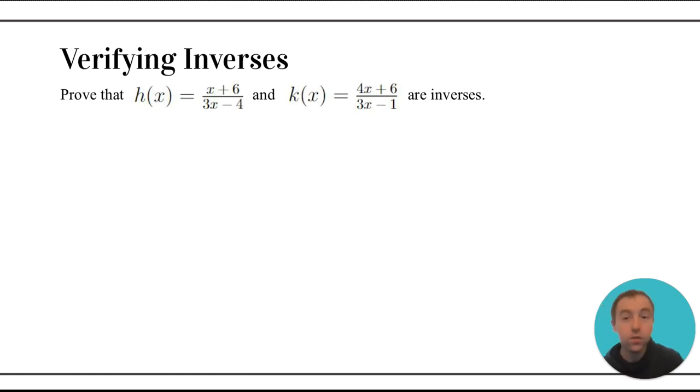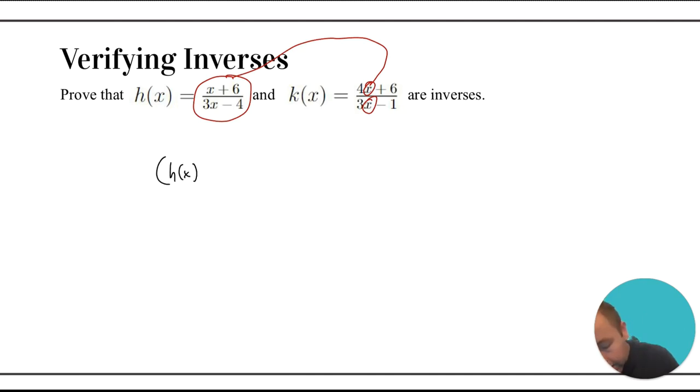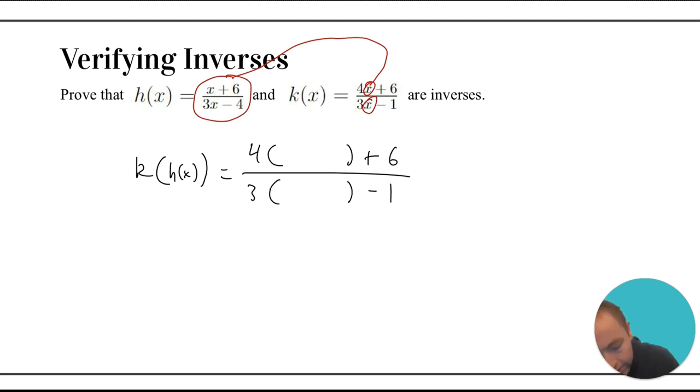So if you want to prove that they're inverses, plug one of them into the other. So maybe you'd want to take this right here and plug it in, but it's going to have to plug in right there and then also plug in right there. So when we're plugging it into k, that means that h of x is getting plugged into k. And so then you would get 4 input plus 6 over 3 input minus 1. x plus 6 over 3x minus 4 right there, and x plus 6 over 3x minus 4 right there. It's got a lot of fractiony sort of stuff, right?